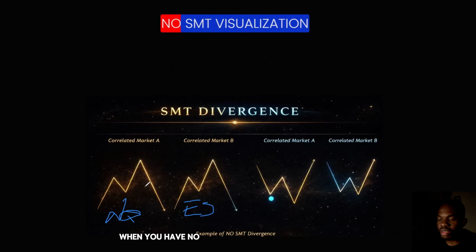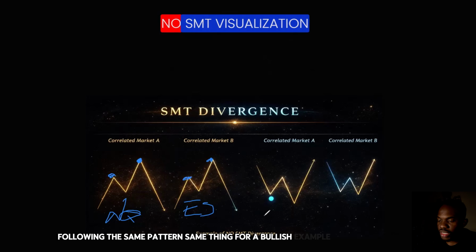When you have no SMT divergence, NQ will form a high here, and then this high will get taken out by this next major swing, right? And ES will do the exact same and then take out this. When you see this, this is essentially correlation. They are moving in the exact same manner, following the same pattern.